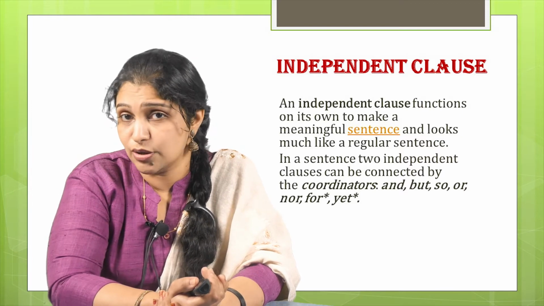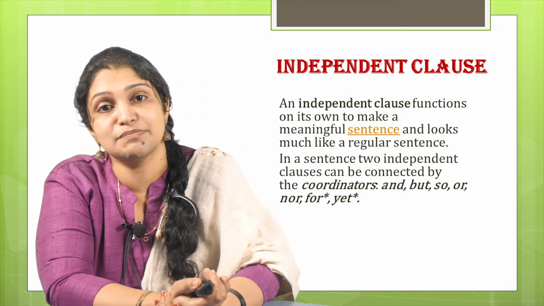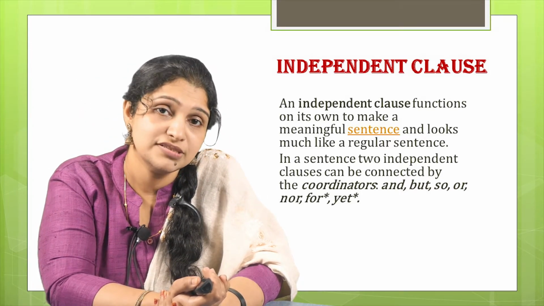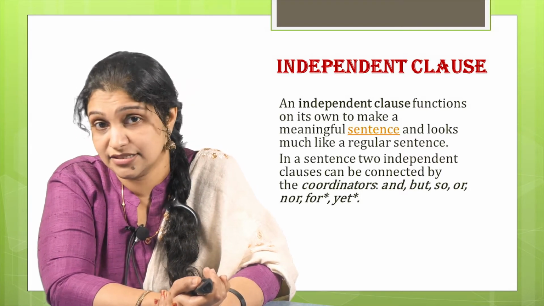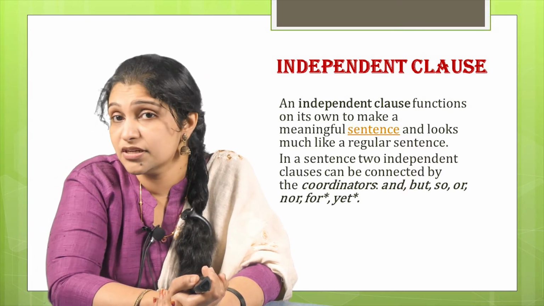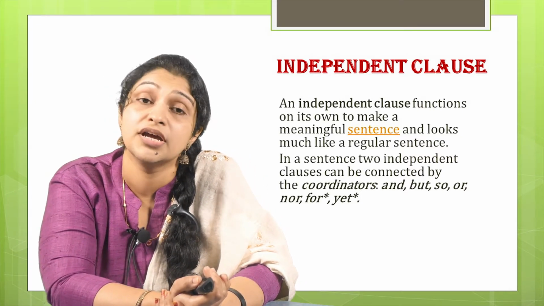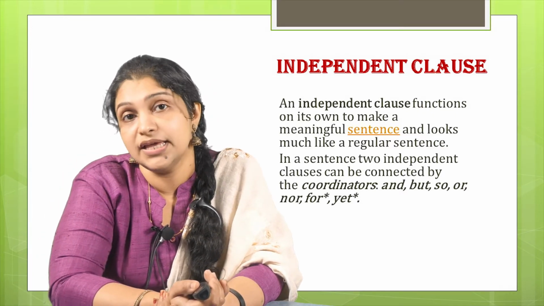An independent clause functions on its own to make a meaningful sentence and looks much like a regular sentence. You can say that it's a complete sentence. In a sentence, two independent clauses can be connected by coordinators like and, but, so, or, nor, for, yet, etc.